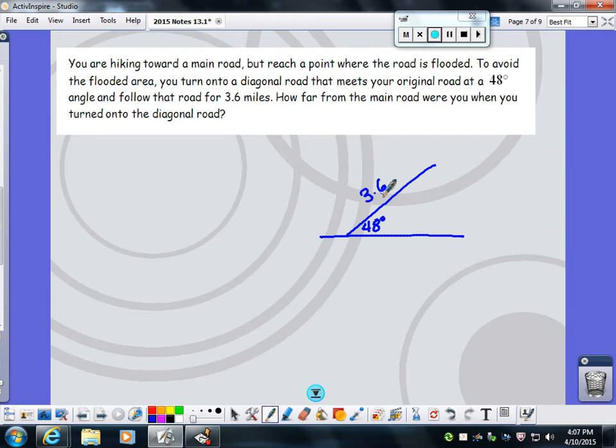All right, so we're going to be looking for this distance here. That's our unknown, that's our x that we were looking for. All right, so how are we going to set this up? Look at what we've got. Here's our reference angle that we're using, our 48 degrees. So in terms of what's our missing side? That's our opposite side from 48. And of course, our 3.6 is our hypotenuse.